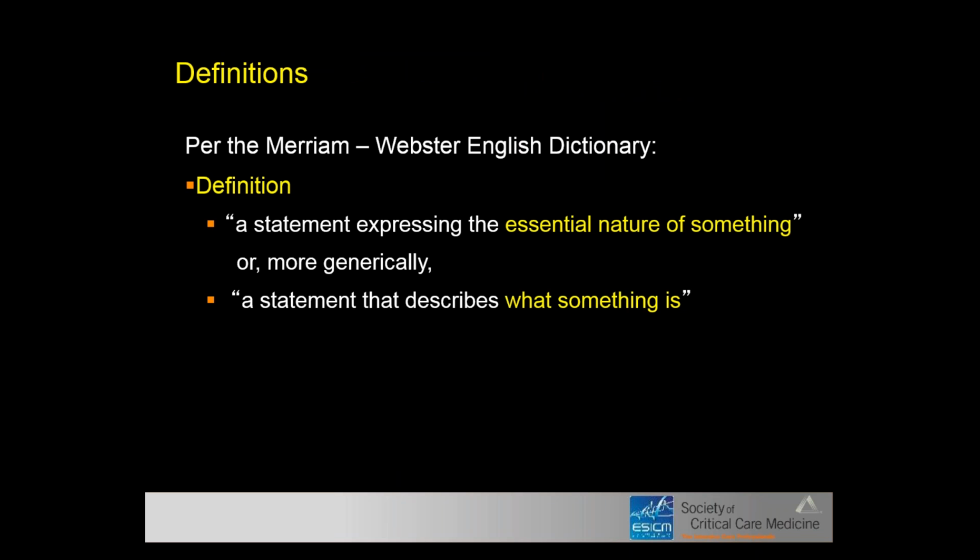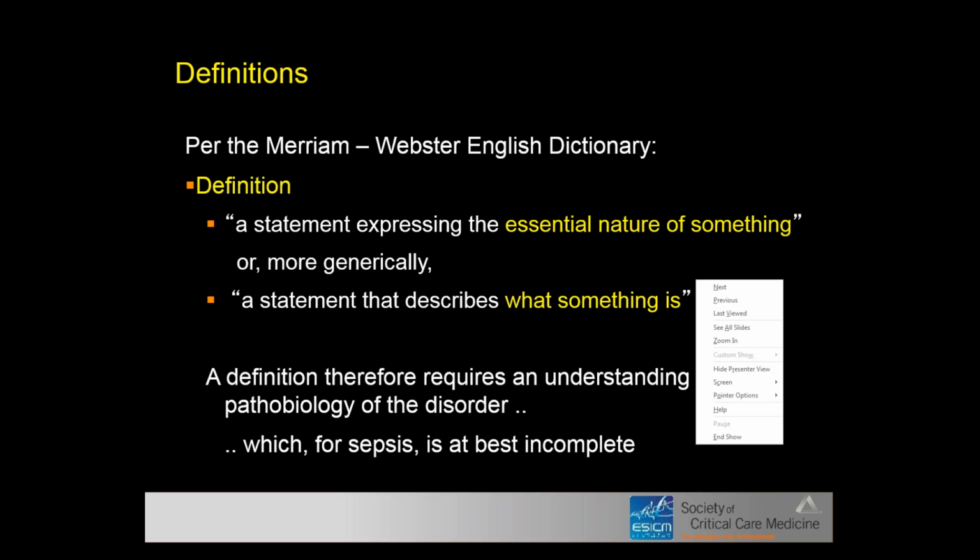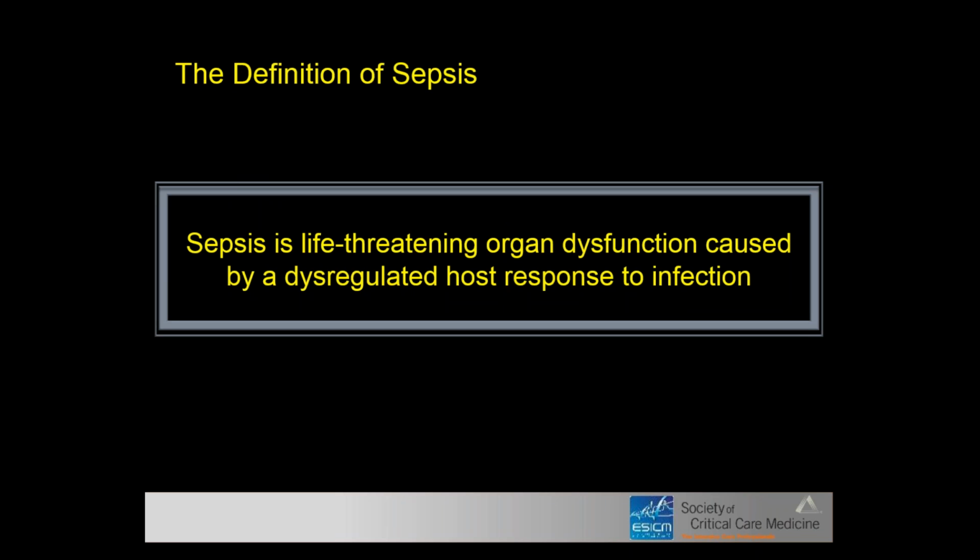So let's talk about what these new definitions are. But to start, we have to talk about what actually we mean when we say definition. According to the Merriam-Webster English Language Dictionary, a definition is a statement expressing the essential nature of something, or to put it more generically, a statement that describes what something is. Now, I think it's safe to say that our understanding of the pathobiology of sepsis is at best incomplete, and we would be very hard-pressed to say that we understand the essential nature of sepsis, what sepsis is. That left us with an interesting dilemma, which I'll come back to in a minute.